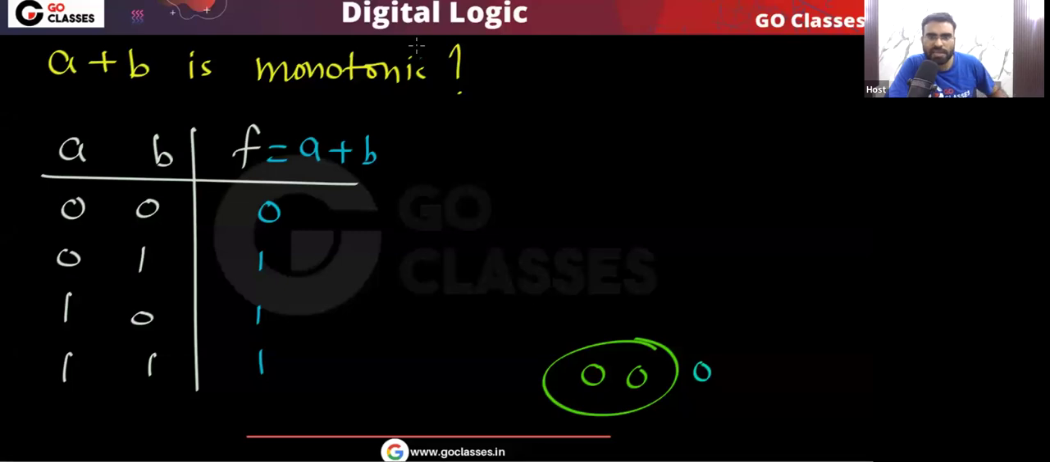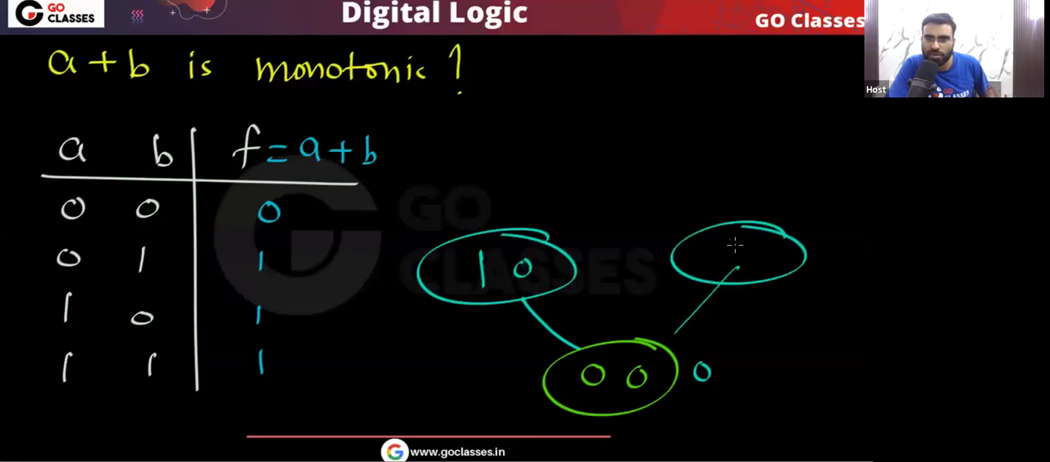If I change a single variable from 0 to 1, then which combination will I check? With respect to this combination, which combination will I check? Remember, single variable from 0 to 1. So these two combinations you are going to check.